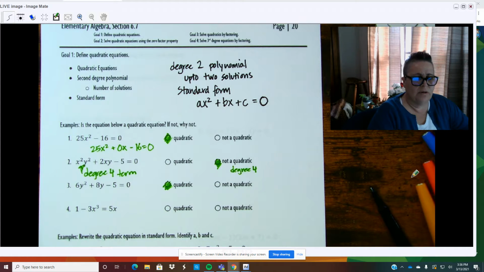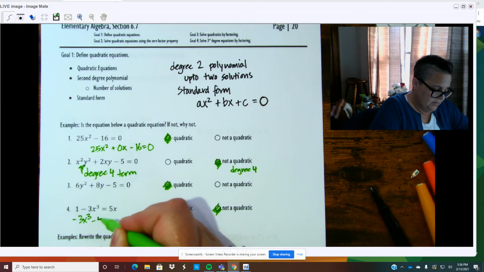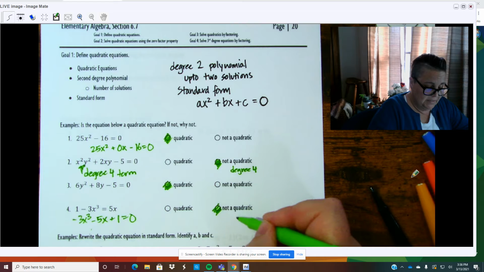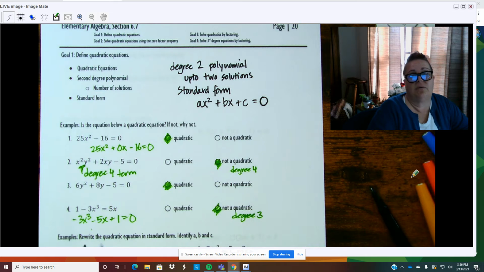All right, I have number 4, which is 1 minus 3x cubed is equal to 5x. Is this a quadratic? No, it is not. And it's not a quadratic for one reason only. If I were to put this in order, I would have a negative 3x cubed minus 5x plus 1 equal to 0. It's not a quadratic because it's degree 3. The fact that it's equal to 5x is not what's throwing it off. I can rearrange stuff. It's actually the fact that the power there is 3 and not 2. And for a quadratic, we need a degree 2 polynomial, right?